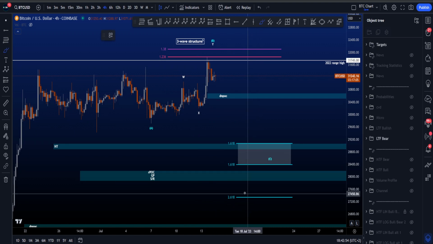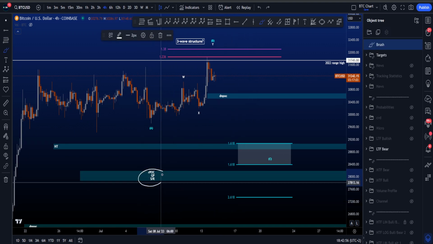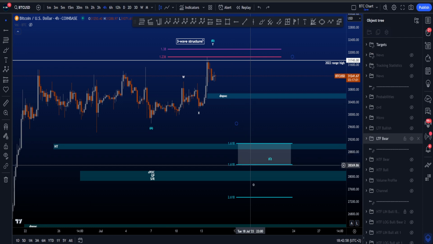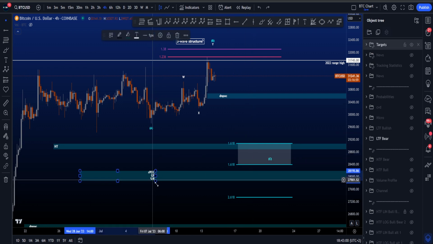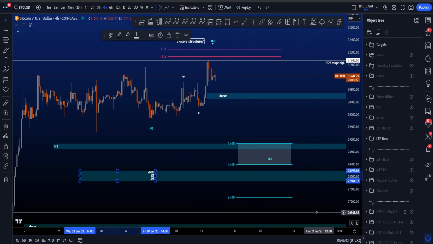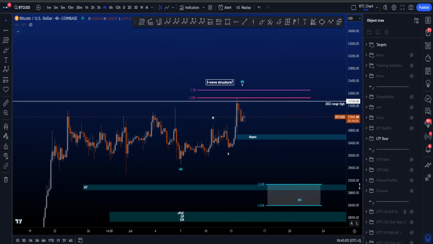A rare target for wave C is the 2.618, with a support area in between the rare target and a common target, with the support area being between 27.8k and 28.2k.